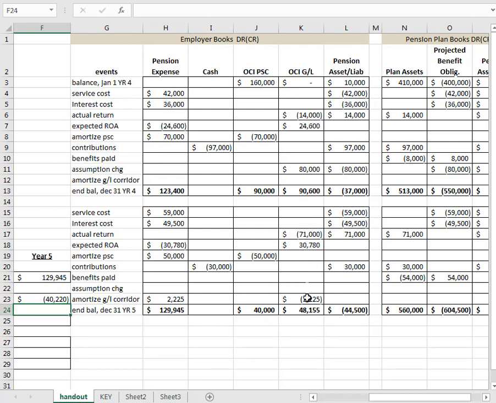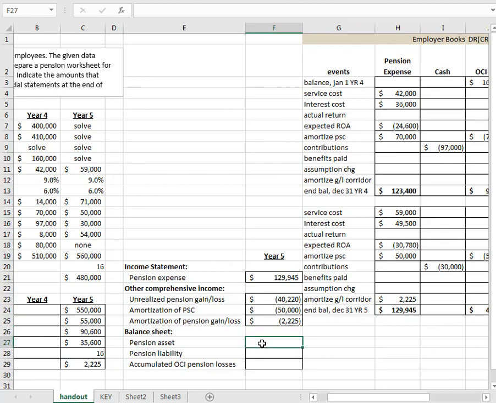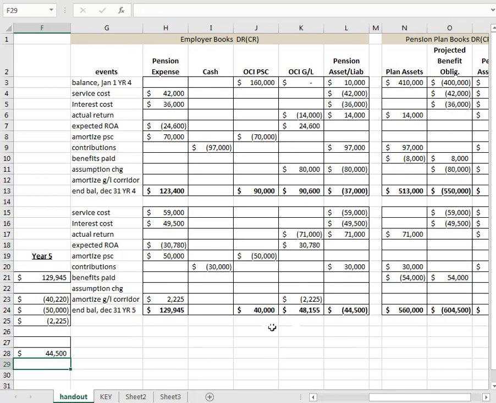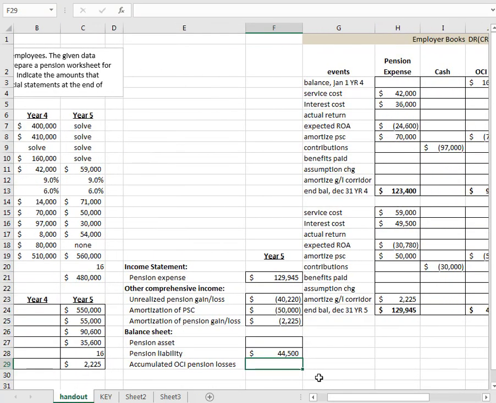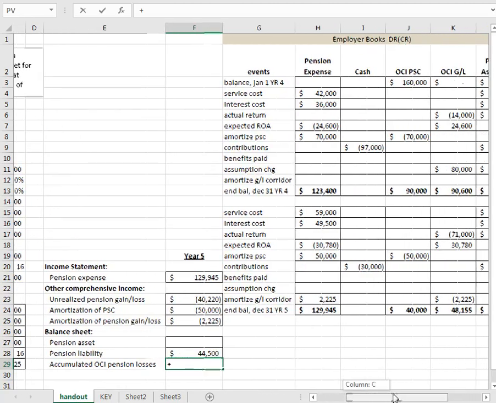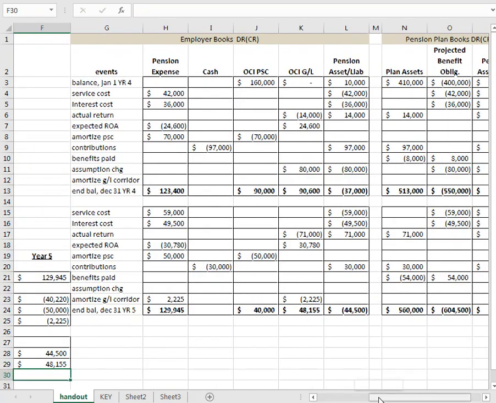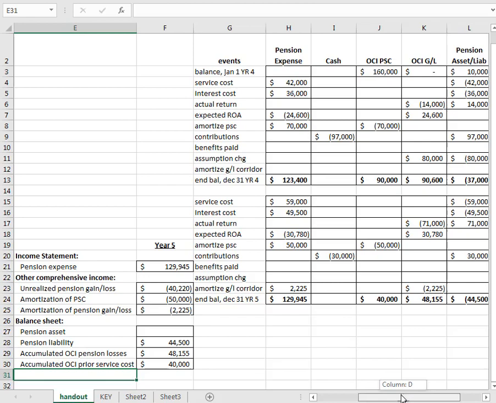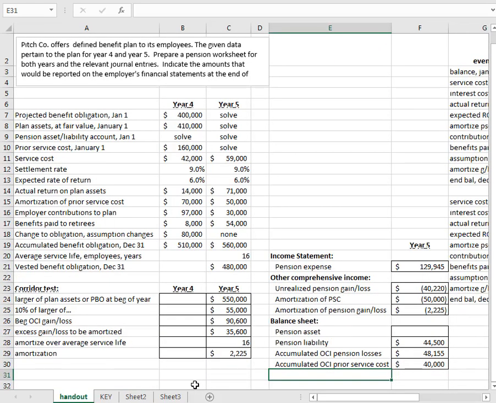And then the amortization of the prior service costs, what was the change, and then the amortization of the gain or loss. And then pension asset won't have anything. There'll be a pension obligation because at the end of the year, the obligation is greater than the assets. And so that will be a pension liability. And then the cumulative OCI pension losses is that ending here. I don't know why there's not a spot here for the prior service cost, but there should be. There we go. So those are your balance sheet amounts that would be reported based on this.